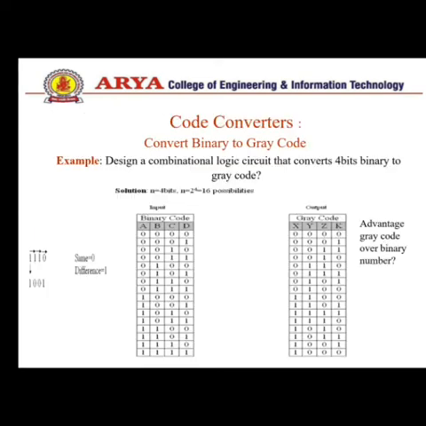Coming to the topic of code converters. A code converter is used to convert one code to another code. In this video, we convert binary to gray code. First of all, we understand the difference between binary code and gray code. In the binary code, the weight is expressed as a power of 2, and one or more bits can change at a time.